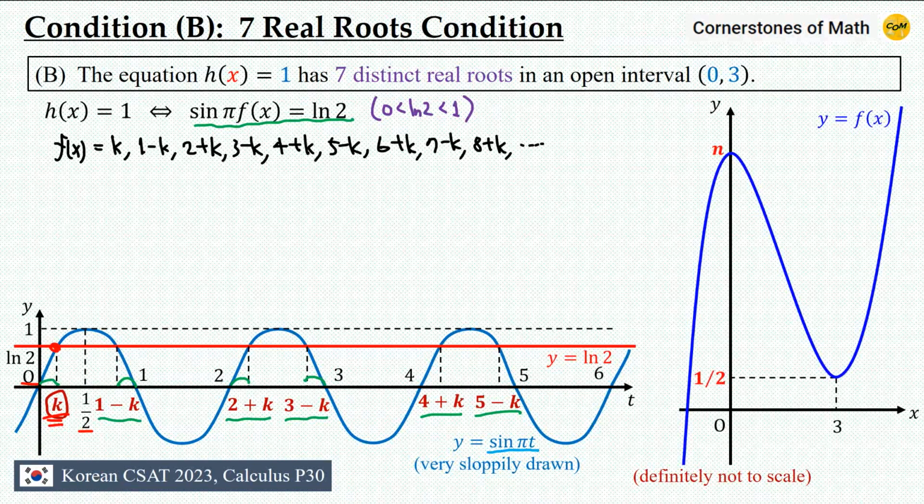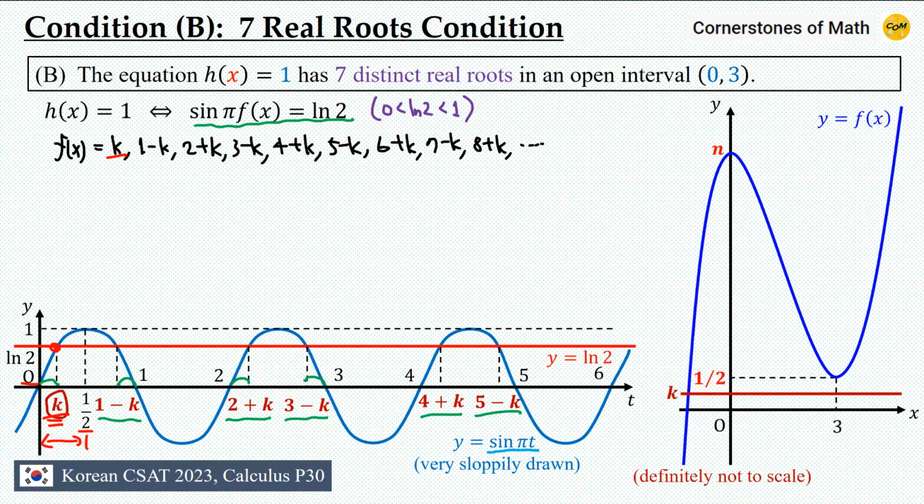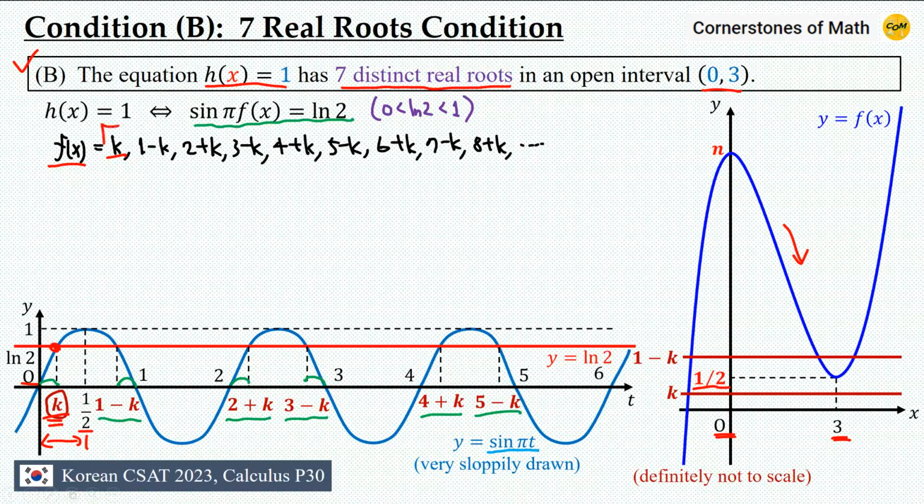Now let's bring back our cubic function f(x) with local maximum n and local minimum 1/2. Since k is in between 0 and 1/2, the line y equals k must be located here below 1/2, and the line 1 minus k must be located here above 1/2. And now we're ready to interpret this condition graphically. h(x) equals 1 having 7 distinct real roots between 0 and 3, where the graph of f(x) strictly decreases, means that f(x) must have 7 different values among these, which also must be greater than 1/2.